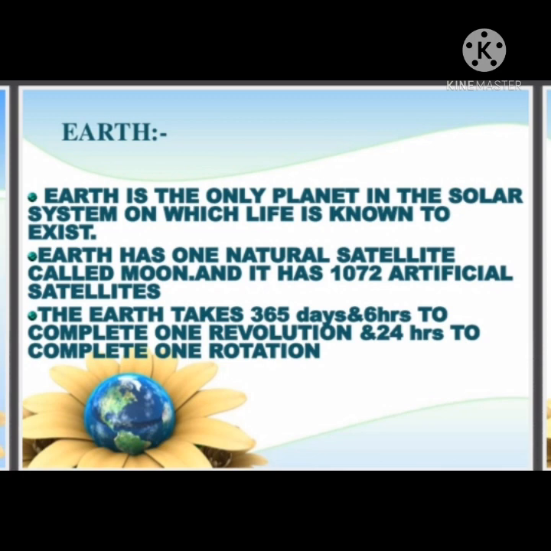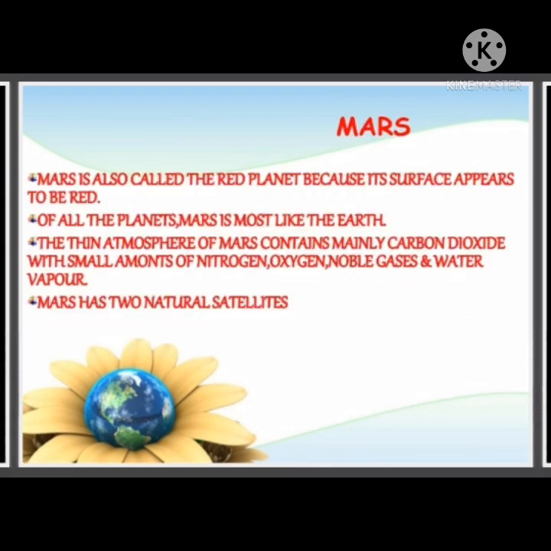Next, Mars is also called the red planet because its surface appears red in color, so we call this planet the red planet. Of all the planets, Mars is most like the Earth. Nowadays research is going on about whether life could be possible on Mars.